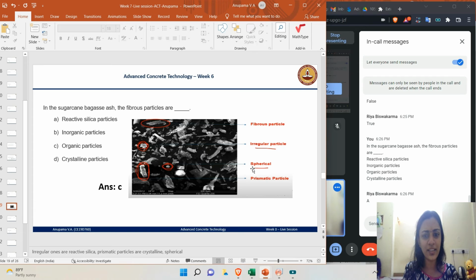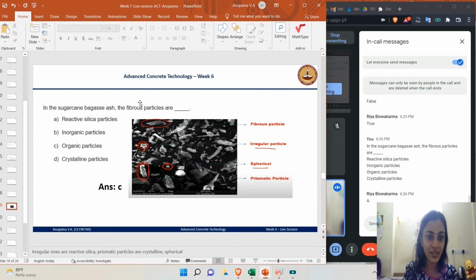Then there are spherical particles, which are hollow or filled, solid spherical particles, and there are prismatic particles. So these prismatic particles indicate the crystallinity. So remember, the more the crystallinity, the lesser the reactivity. So it has to be more irregular particles or more amorphous particles for the system to be more reactive.